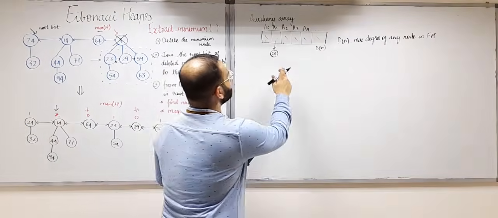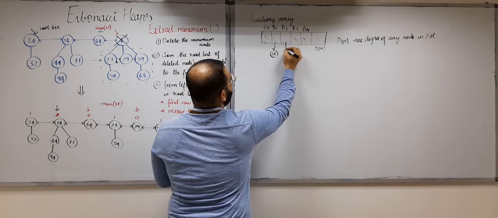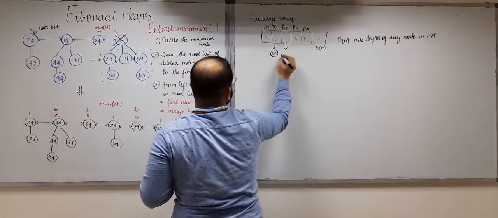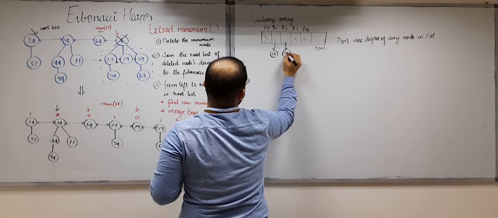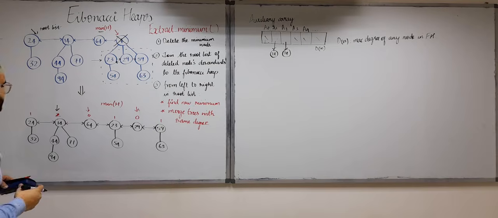It will see that in A2, the value is null. So it will make it point to that node which has degree 2. So what is that node? That node is 14, right? So this A2 will be pointing at 14. Okay, it will be pointing at the root 14.